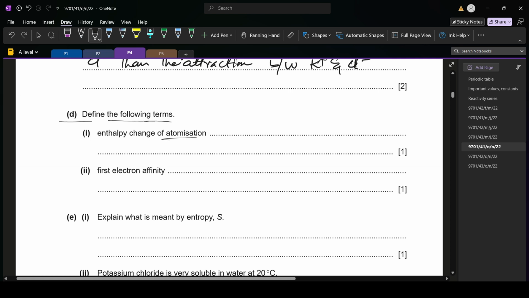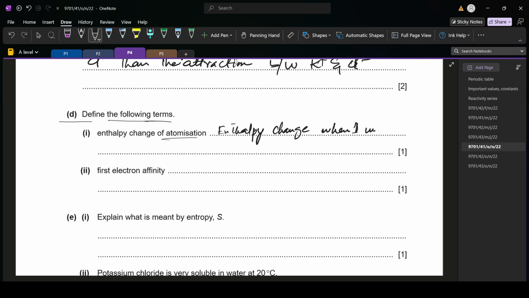Okay, part D. Define the following terms: enthalpy change of atomization. It is the enthalpy change when one mole of gaseous atoms is formed from its element. Okay, so this is the definition of enthalpy change of atomization.